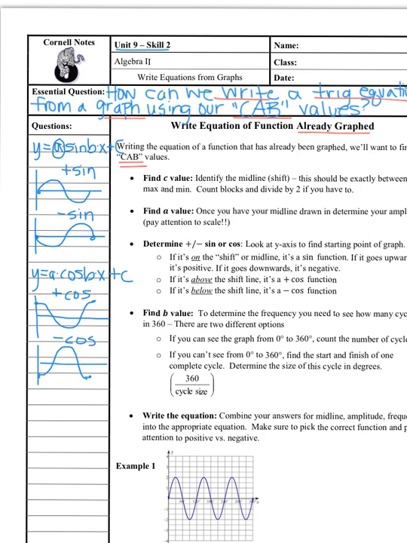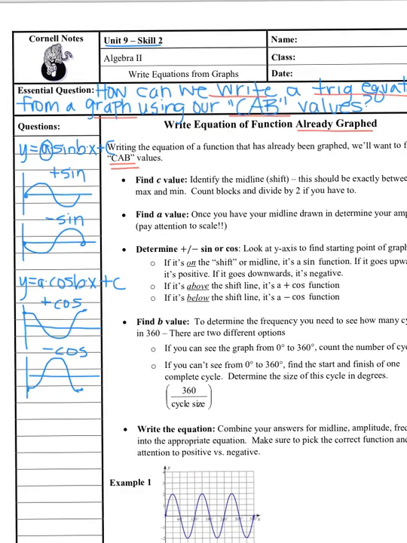So let's talk through some of these values. So the very first thing you're always going to want to do is find the C value. The C value is the midline, the shift line, and it should be exactly between the max and the min. If you need to, count the blocks and divide by 2 if you have to find the middle. So that will be your C of your CAB values.